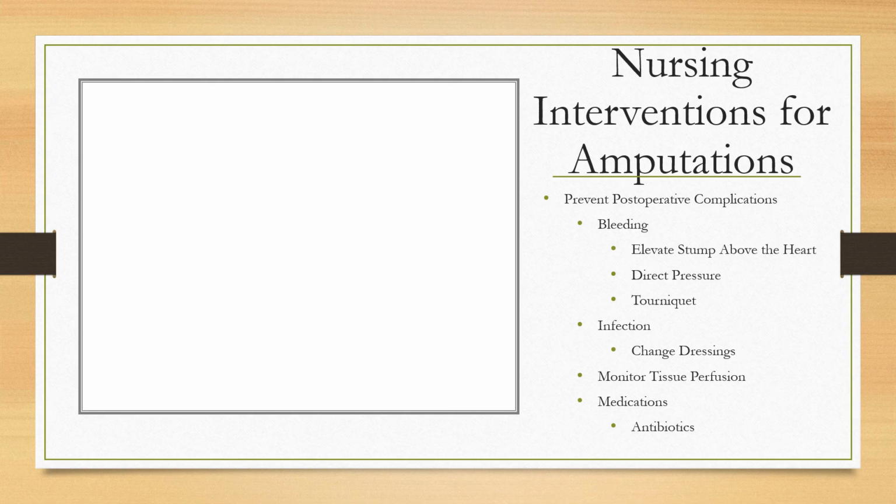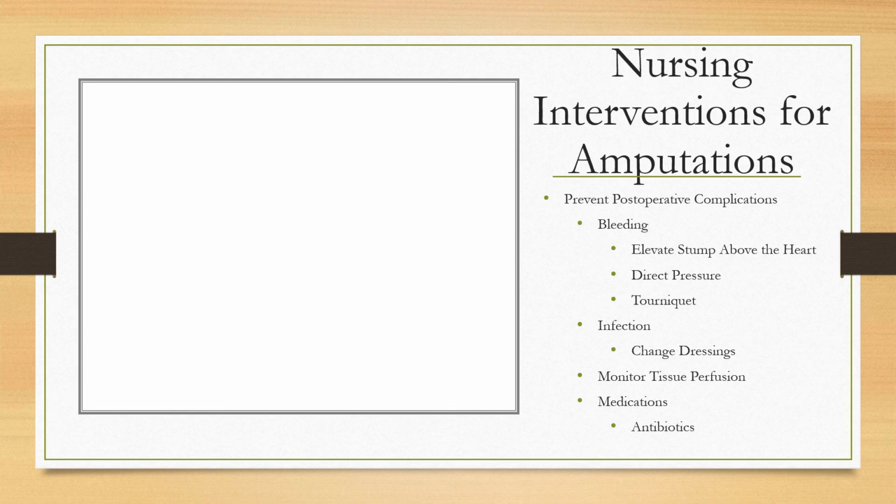Okay, so what about interventions following an amputation? So a post-operative amputation. It's going to come down to excessive bleeding, infection at the area, and pain, right? So what can we do for bleeding? Well, we can elevate the stump above the level of the heart. We can put direct pressure, and if that doesn't do it, we can put a tourniquet to stop the bleeding if it's severe enough, right?